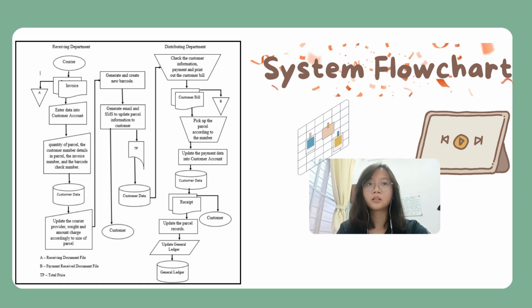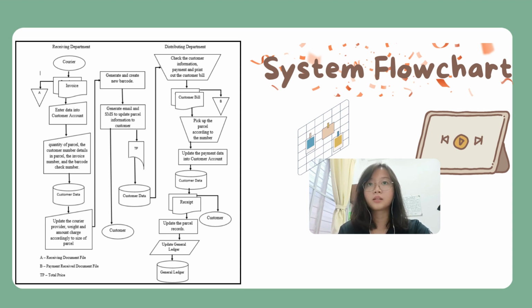So next, the system will update the courier provider, the weight of the parcel, and give the amount charged to the customer according to the size of the parcel and the size of the box. So next, it will generate and create the new barcode to sort the parcel. Okay, so next, the computer will also generate the email and SMS to update the parcel information to the customer, letting the customer know the total amount of the price of the parcel to pick up, and the total price will be kept in the customer data.